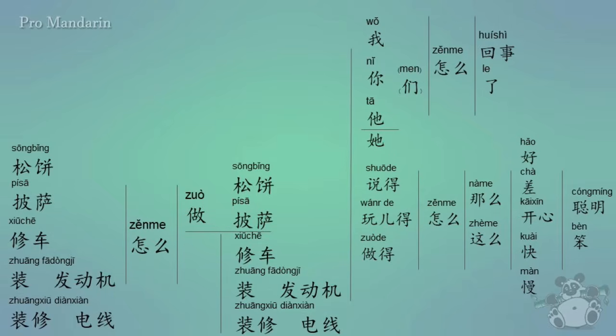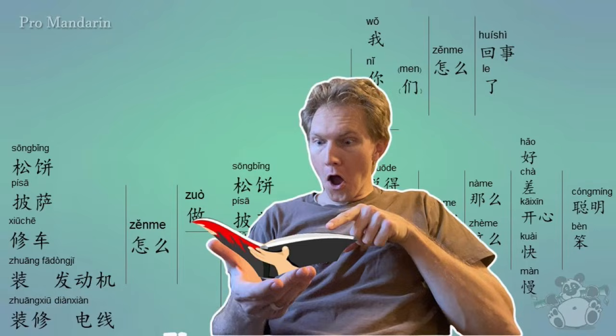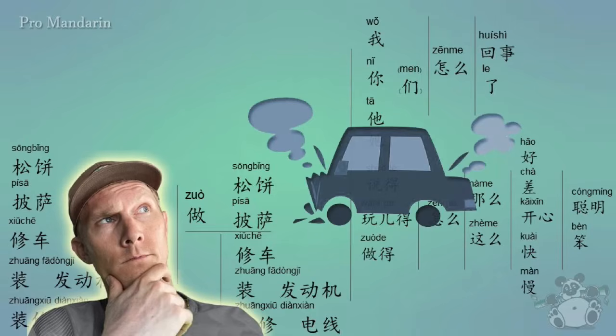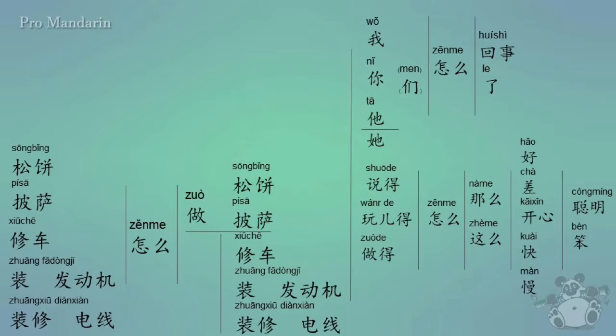Alrighty, welcome to another exciting lesson of Pro Mandarin. Now, have you ever wondered how you can get your Chinese friend to tell you a story about what happened, or to open up to you and tell you what's wrong? Or perhaps you're wondering how to fix a vehicle, or how to make pancakes, and all you've got is Chinese people to talk to. Well, by the time you're done with this lesson, you'll be able to ask about all these things, and your Chinese friends will wonder how your Chinese got so good.